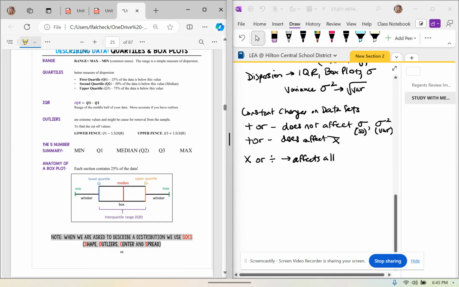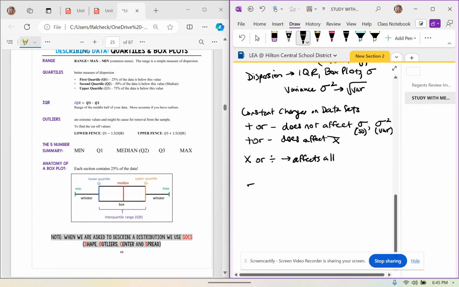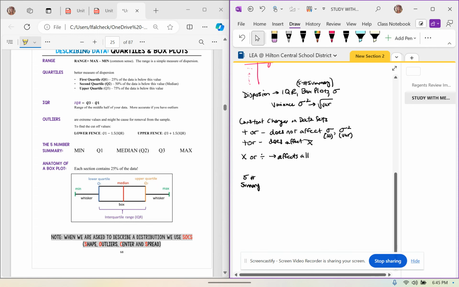Let's see what else. Now we've got quartiles and box plots. Okay, so in a box plot, we have our 5-number summary. And that's going to look like, actually, I do want to make a quick little distinction here, right? So if I have a standard deviation of 3, and I multiply every data point in the data set by 3, my new standard deviation is going to be 3 times the old standard deviation. So that would be 3 times 3, so that would be 9, right?